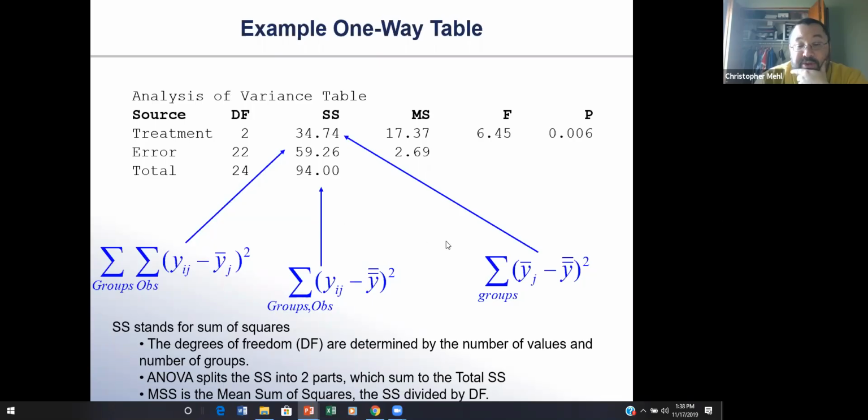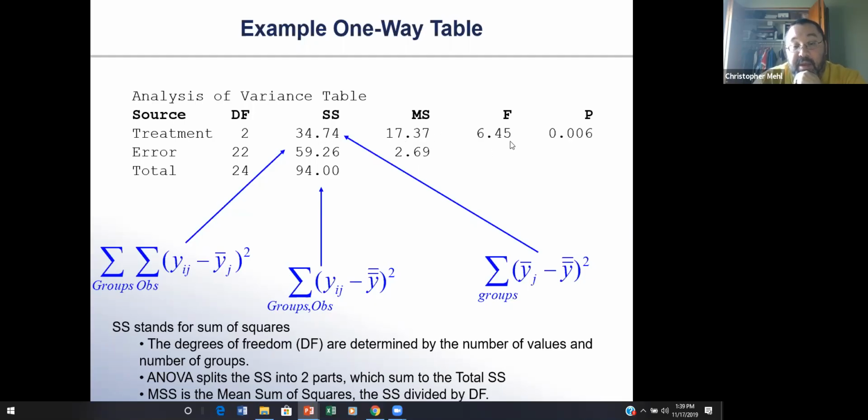Your treatment sum of squares, that's your sum of squares due to groups, or SSB, goes here, that's your 34.74. The total sum of squares at the bottom, that's the 94. That is your sum over groups and observations of each individual data point minus the grand mean squared. And your sum of squares within groups, you're summing over both groups and the number of observations in each group, and you're taking each data value minus the group mean. That's the 59.26.